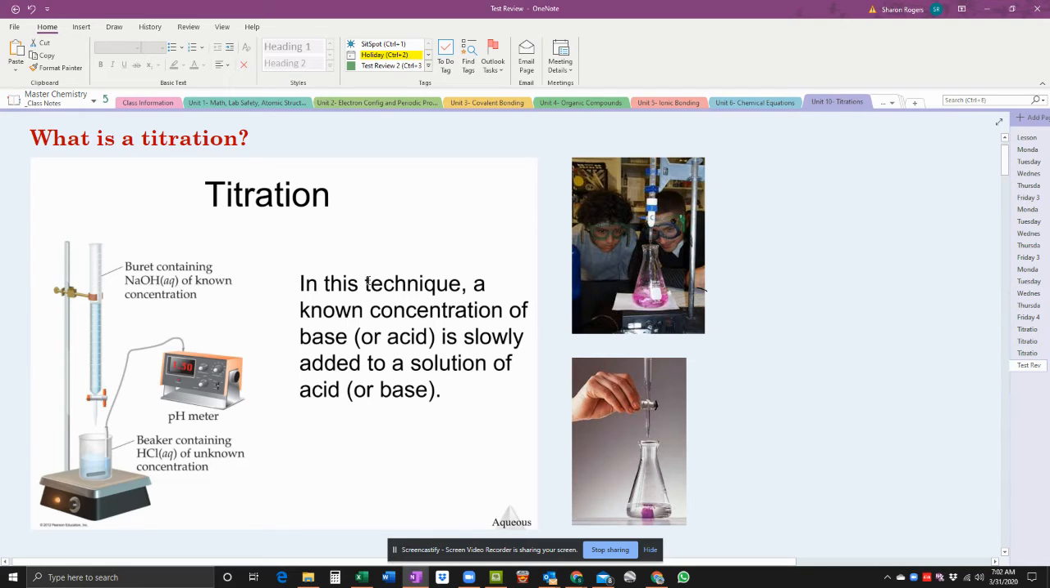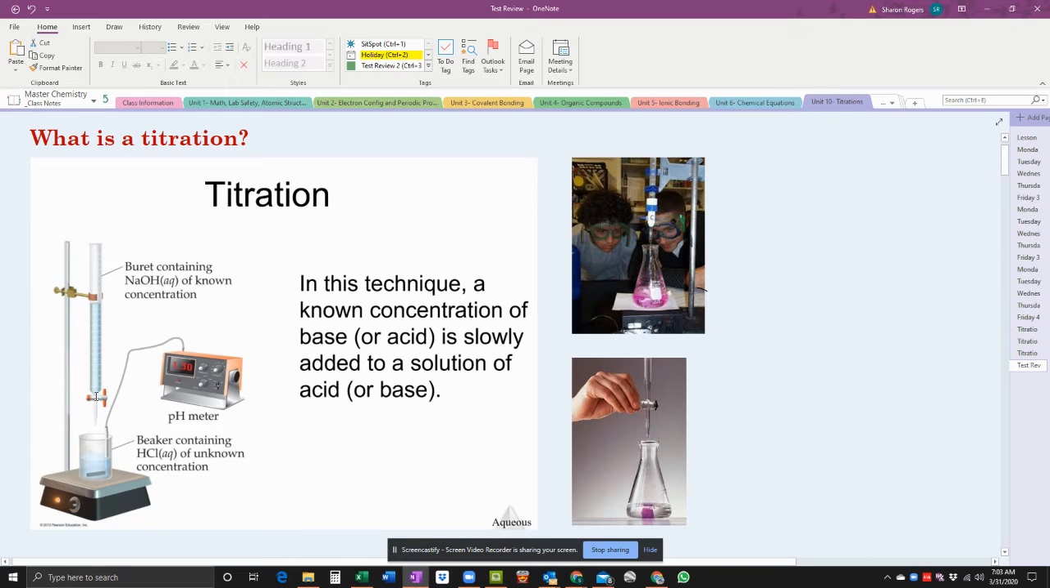Titration is a lab technique, and we are using it for acids and bases. You can use it for other reactions, but we're specifically using it for acids and bases. And so, what you can do with this lab technique is you can actually figure out the concentration of an unknown solution. And so, that's what you are doing with that technique.